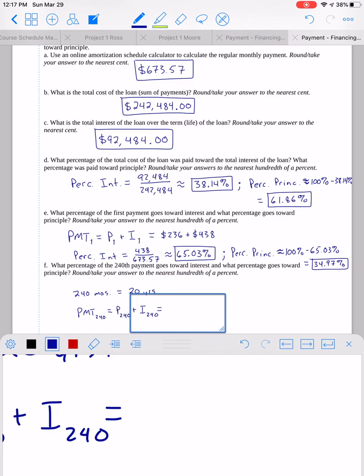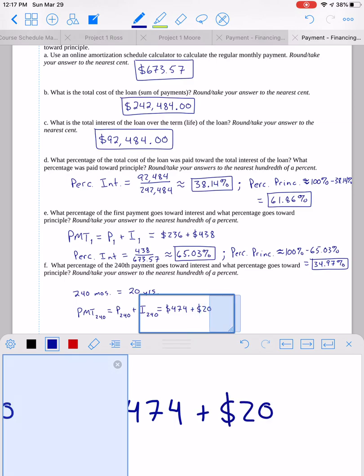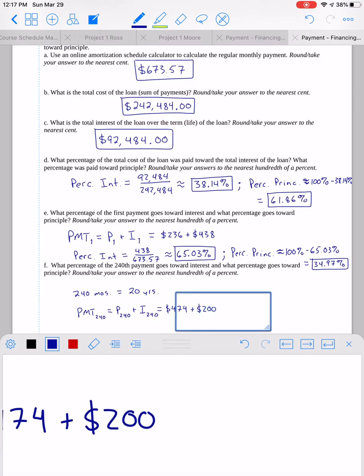And again, this is just to write the breakdowns. We don't need to add these numbers. We know they should add close to $673.57, and they do. But our values were $474 for principal in that payment, plus $200. That's what we saw in the amortization schedule. So now we have all the values we need.